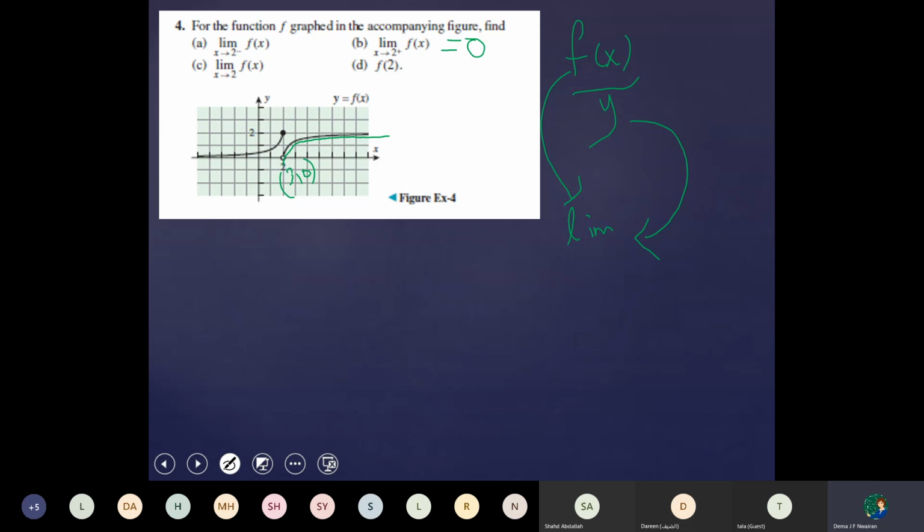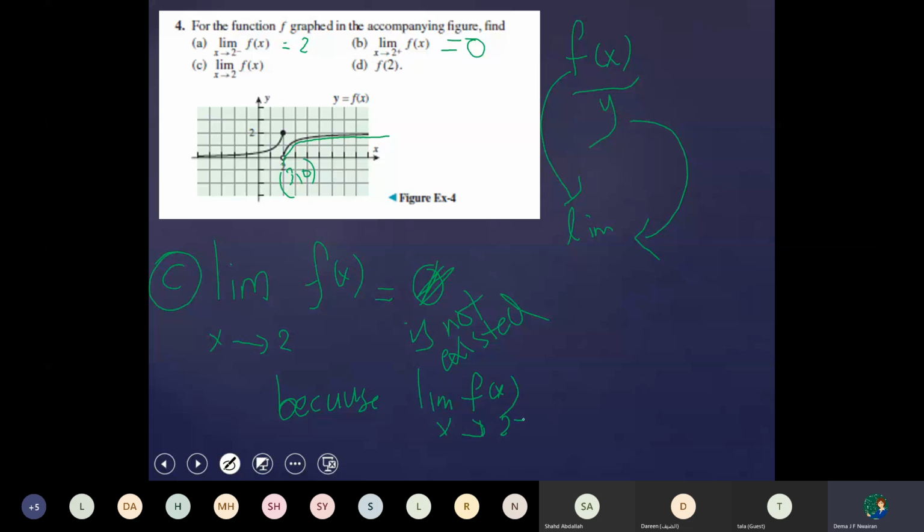Now let's see the limit of f of x when x approaches 2. Here we said it is 2, and to the right it is 0. Are they equal? No. So because of that, I will say that the limit of f of x when x approaches 2 does not exist. Why? Because the limit of f of x when x approaches 2 from the right is not equal to the limit of f of x when x approaches 2 from the left.